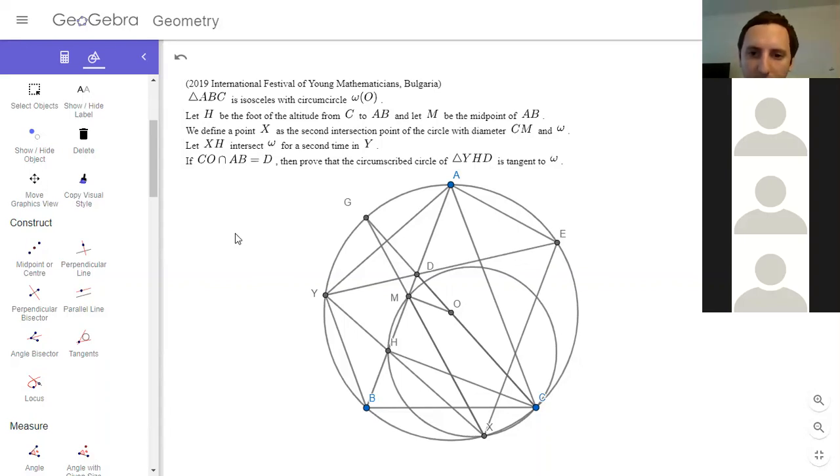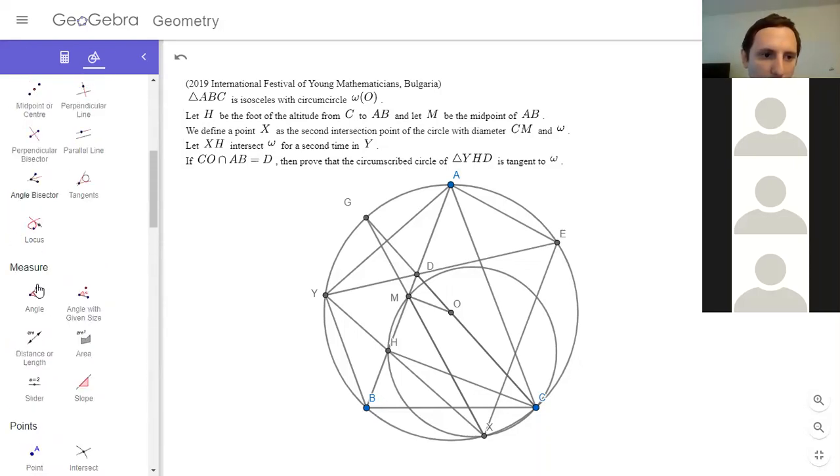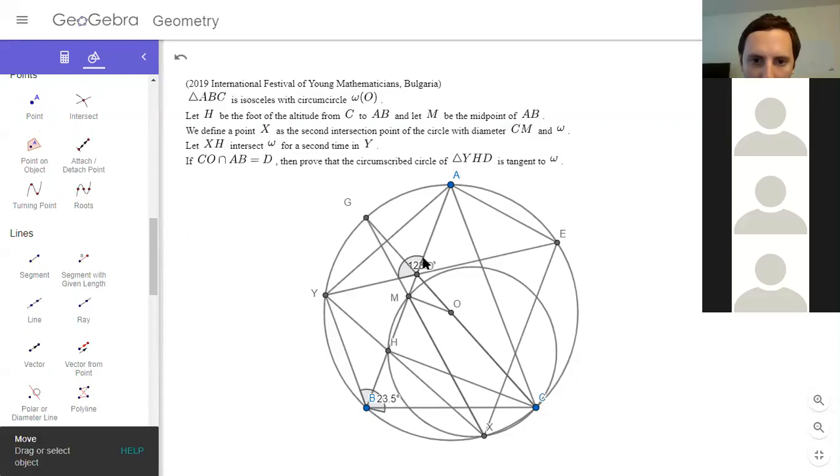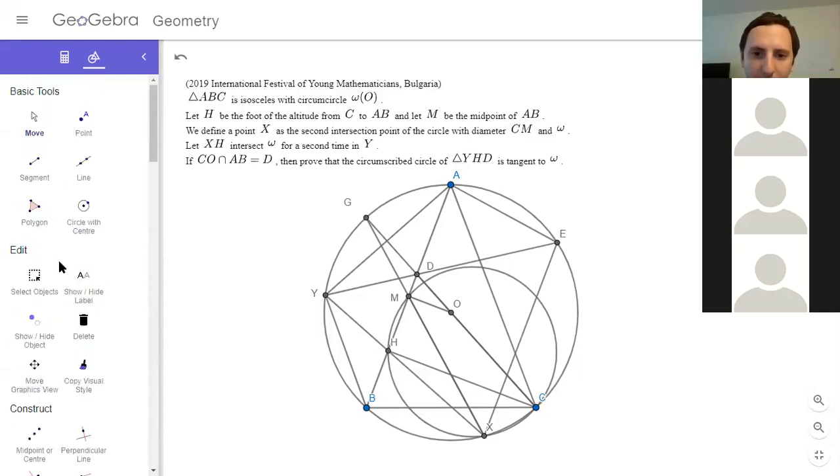Trying to use ratios in my mind. So we have a spiral similarity, right? Is YDA also similar to YXB? Let's see. I think they are. So we have two similar triangles: YDA is similar to YXB, and YBH is similar to YEA. It almost seems like the problem has to be solved from there.